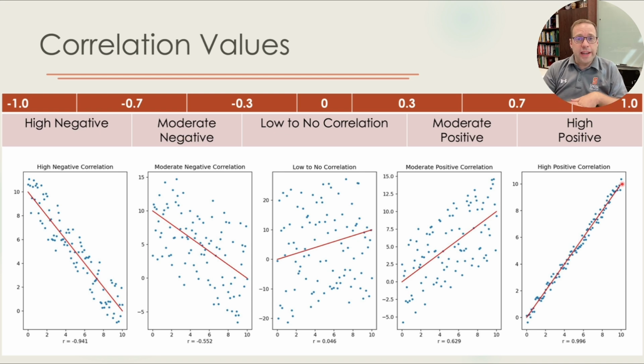But the bottom line is correlation is going to be some value. We usually indicate it with an R. And that R, or correlation value, is going to be somewhere between -1 and +1, somewhere in there. -1 is high negative correlation. +1 is high positive correlation. 0 right in the middle means no correlation.